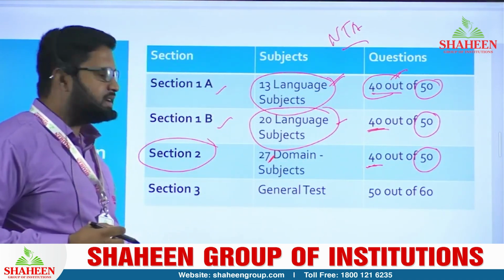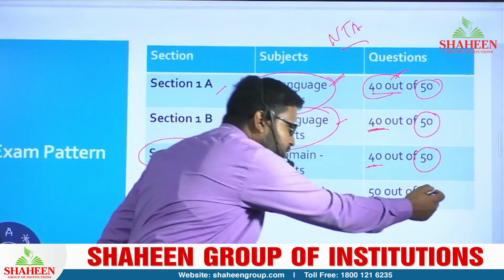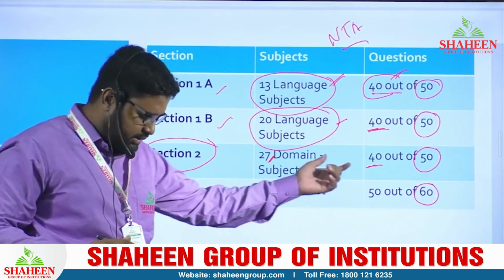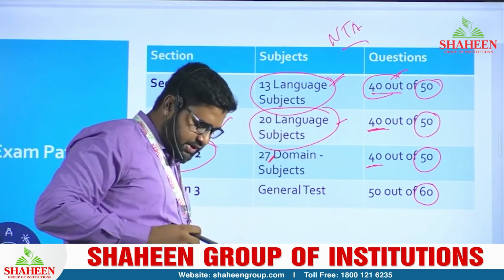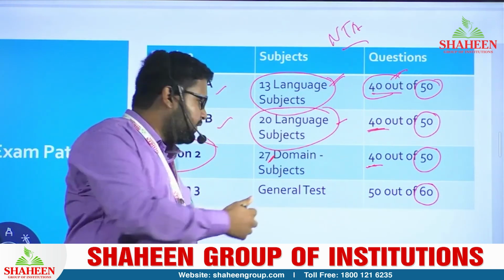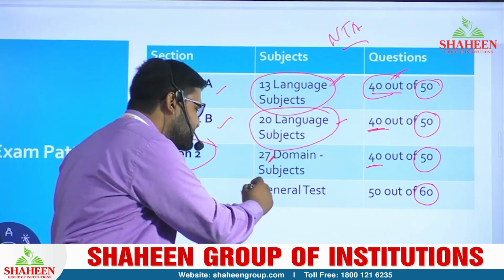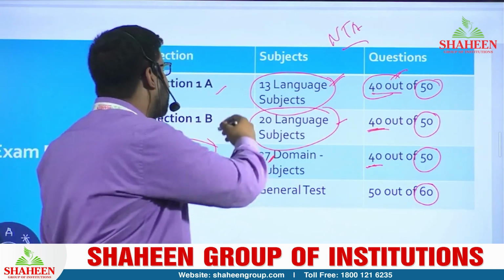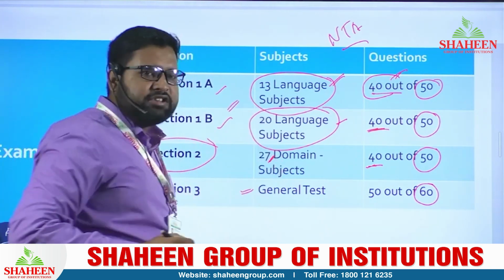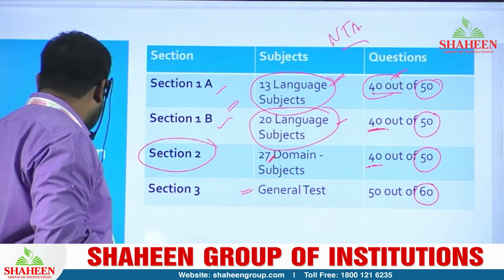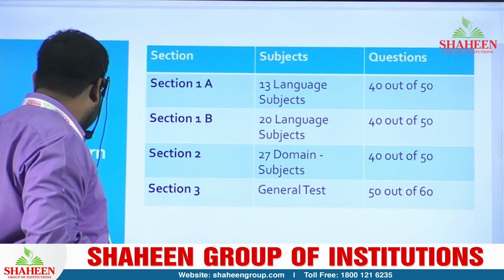And there will be a general test. They will give you 60 questions and you have to attempt only 50 questions. You can leave the 10 questions from the general test. So, there will be a separate class for the general test and a separate class for your language papers. I will be dealing mainly with the subject of history.